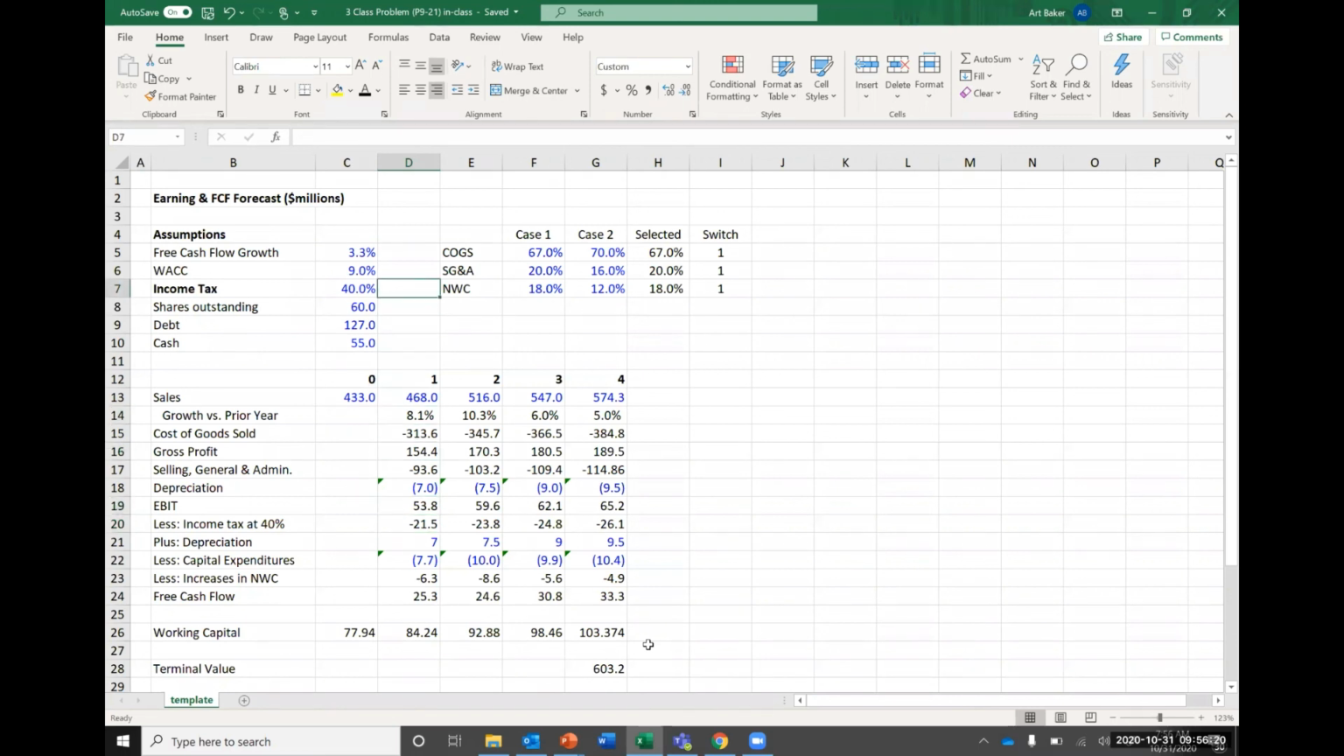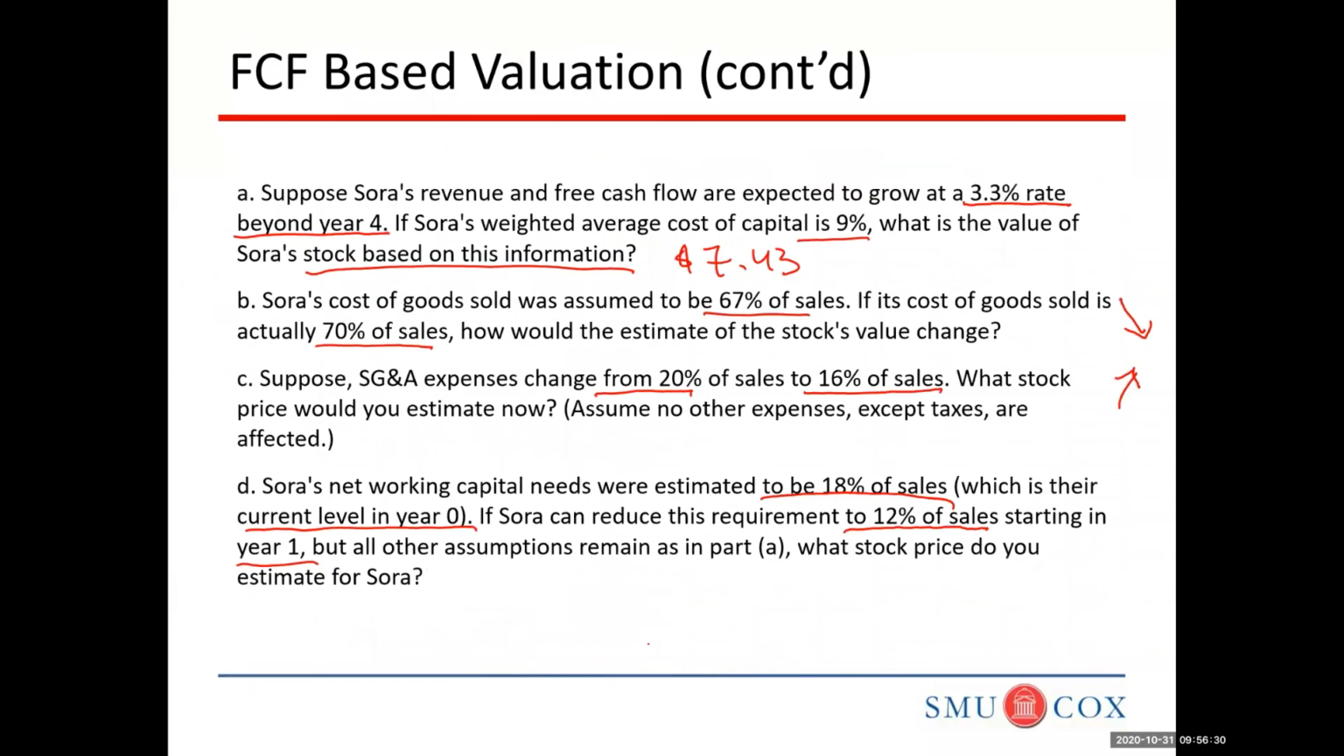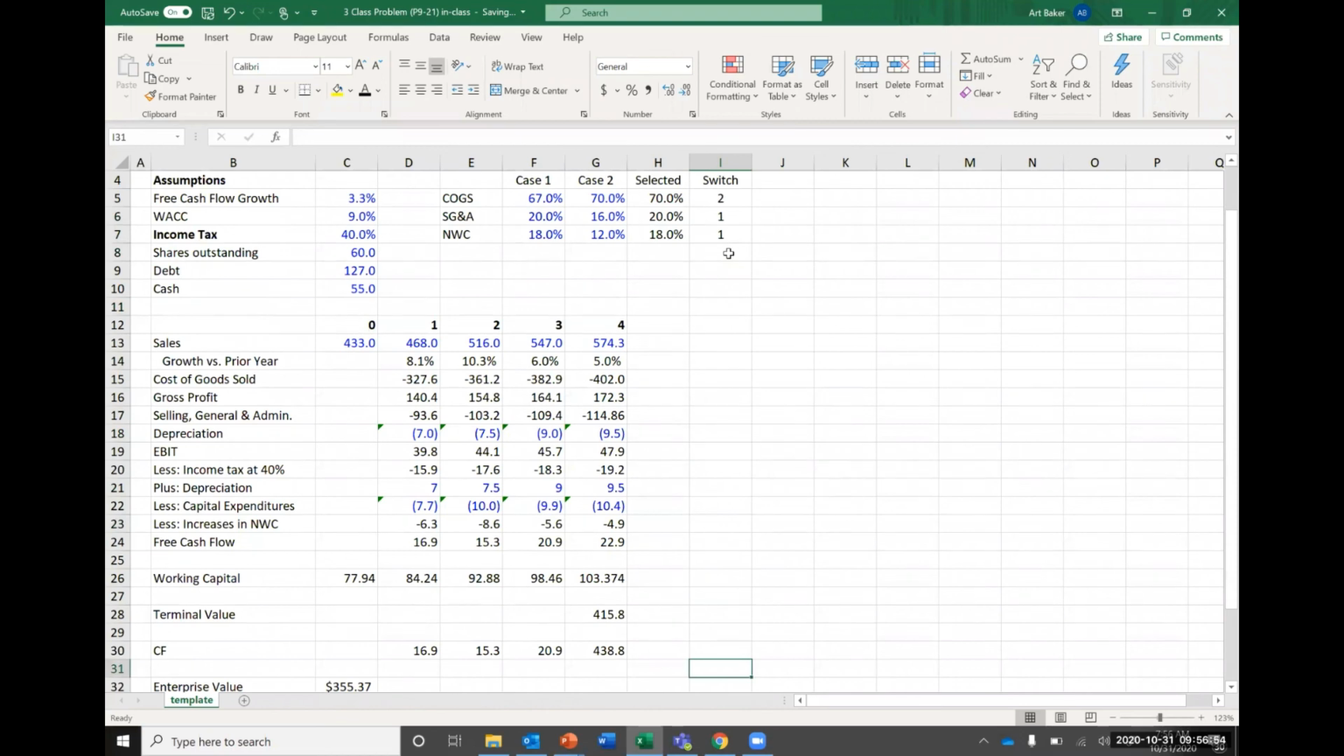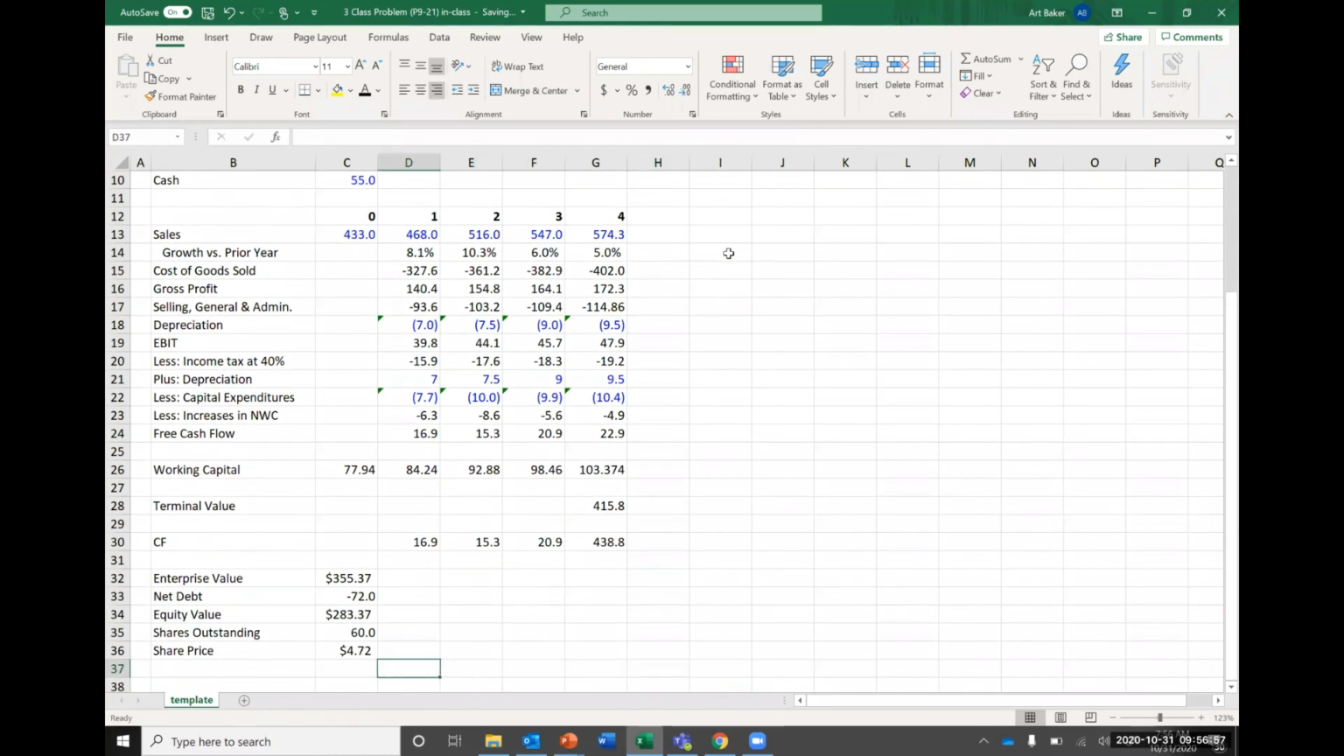All right. Now I've got very little to do, because I have all the formulas. So to answer how the estimate of this stock value changes in question B, let's see what happens if cost of goods sold is 70%. I'll make the switch 2. So type in 2 for this first switch, and it should all flow through. Then you can see the answer at the bottom.